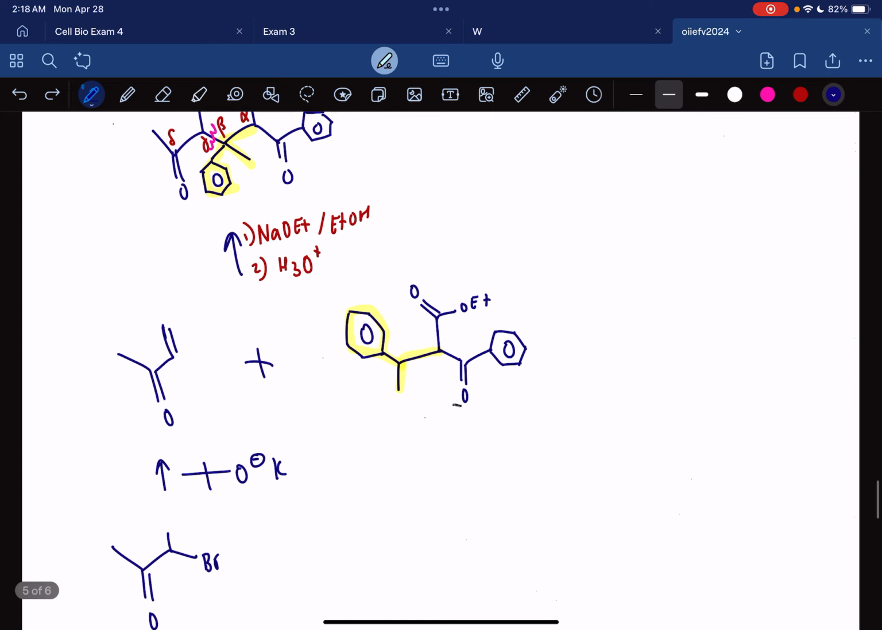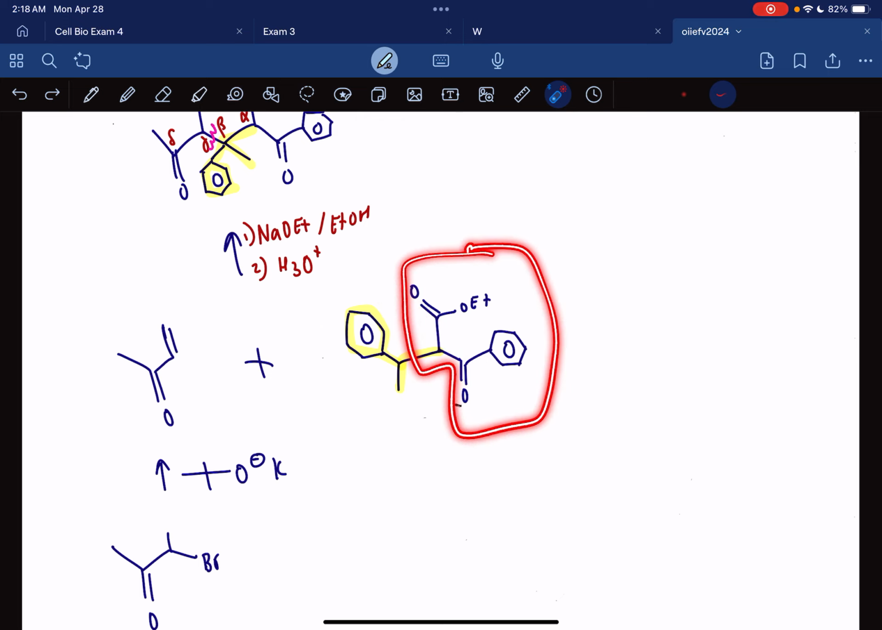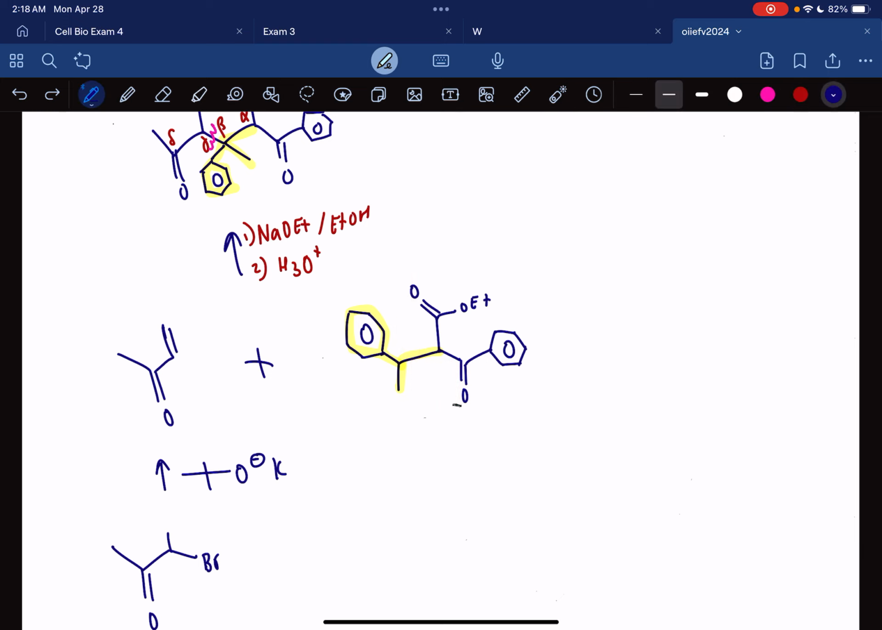So now we need to figure out how we attach this group that I've circled in red to this piece here. And the answer's fairly simple. We're going to split this up. Let's redraw this real quick, and let's make it look a little more neat.